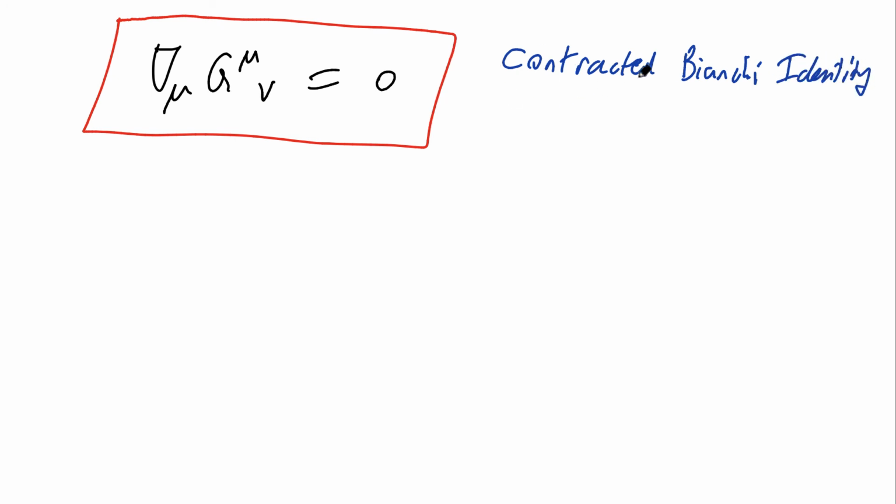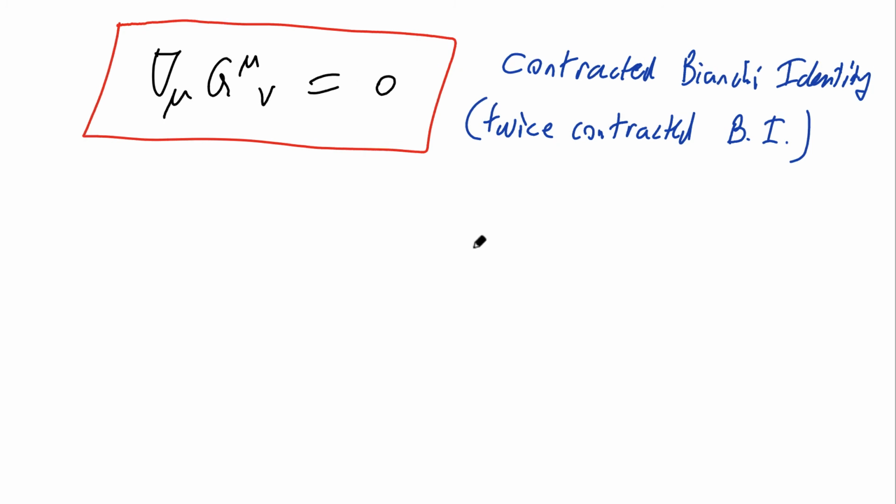Because we had to contract the Bianchi identity to obtain it. In fact, we had to contract it twice. So sometimes this is referred to as the twice contracted Bianchi identity.